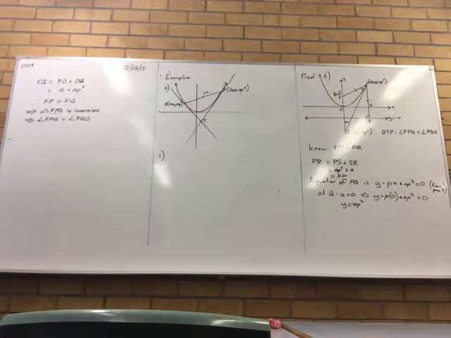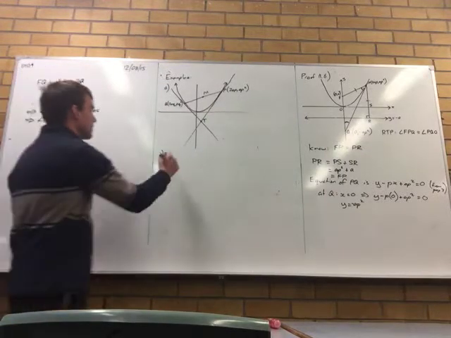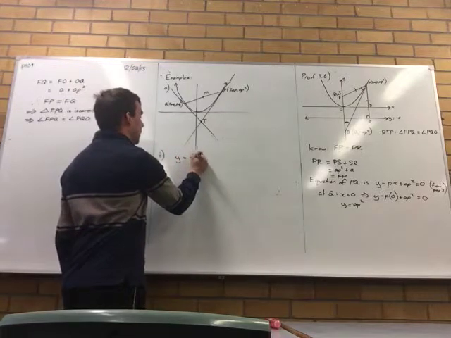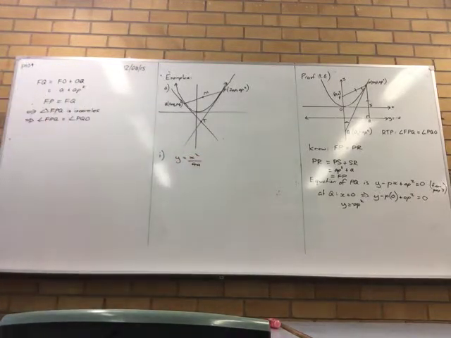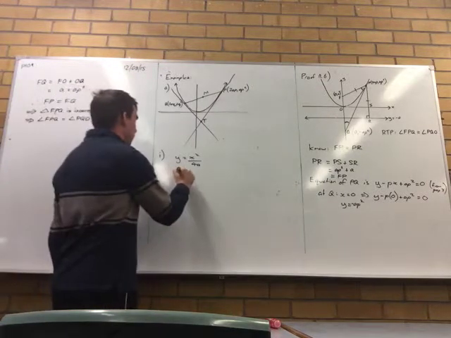We find the gradient by using our calculus skills. So y is x squared on 4a. We're verifying in the question as well, it has told us x squared equals 4ay. So that's why I've drawn the parabola like that. Differentiate.